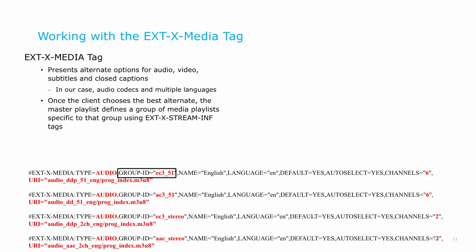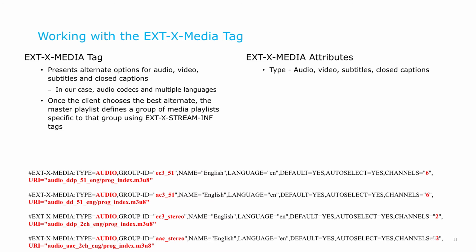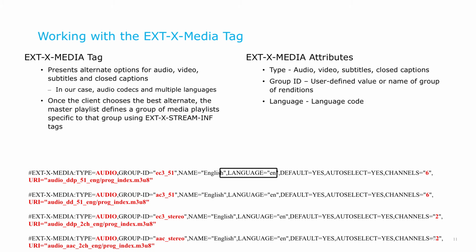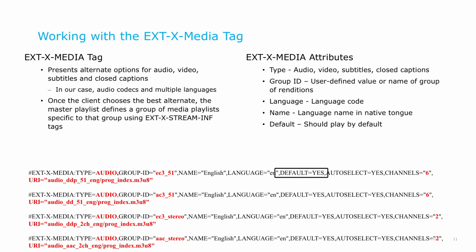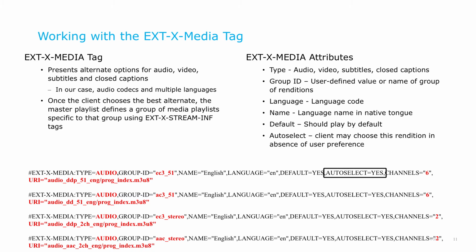The snippet on the bottom of the page shows how the master playlist uses 4 EXT-X-MEDIA tags to define separate groups for the 4 audio encodings. EXT-X-MEDIA attributes include type, which is audio in this case. The group ID identifies the group and ties it to a rendition group later in the master playlist. The language attribute defines the language, with the language name provided in the native tongue so the viewer can easily select it in the client. The default identifies which rendition the client should use to play by default, while AutoSelect identifies which rendition should play in the absence of user preference.